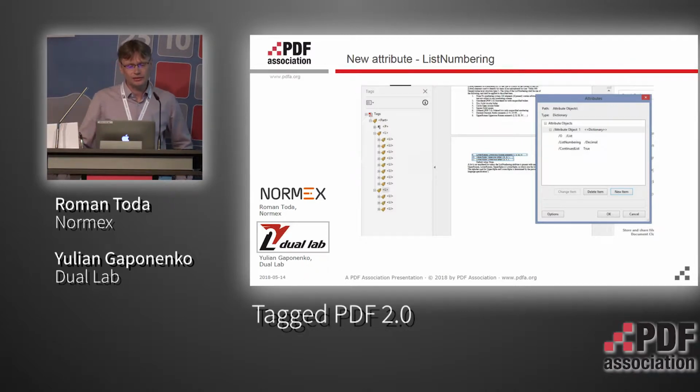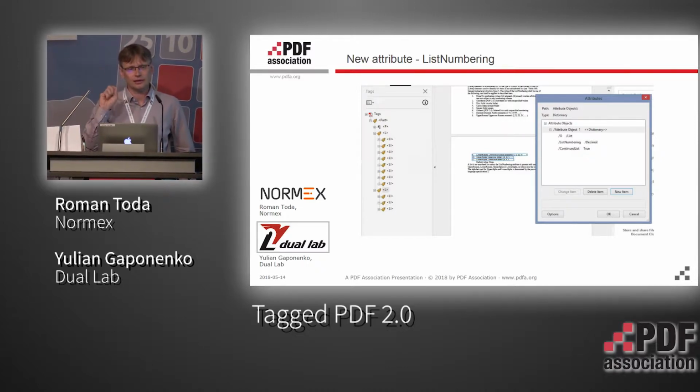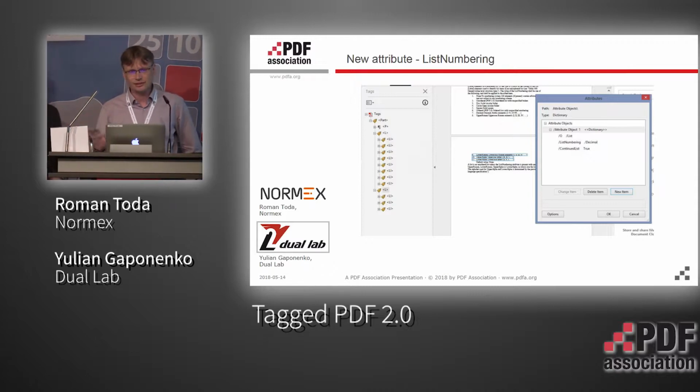Another example I'd like to mention is a new attribute for list numbering. As we all know, lists are properly tagged. You have a list item, and you can provide information about the label there. The label could be decimal, and so on. It's old information that's been in 1.7 as well.